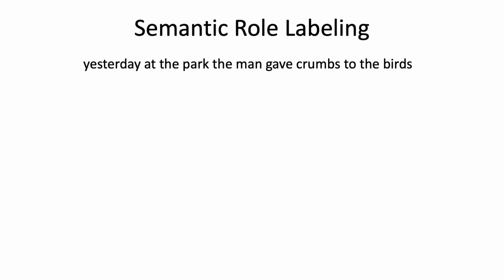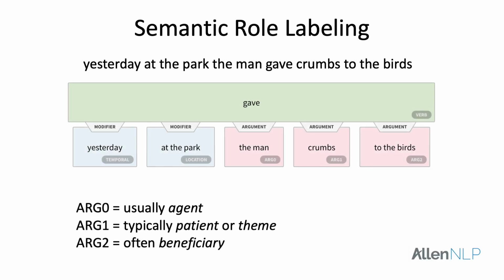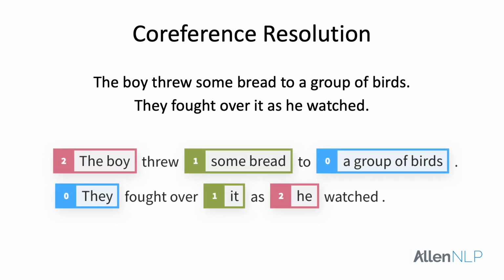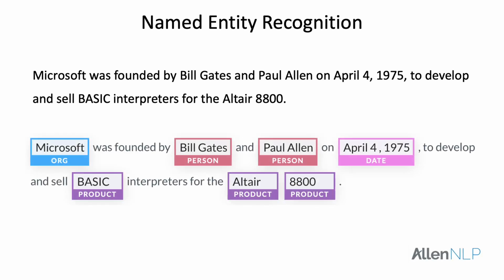There are several types of semantic parsing as well. One type is called semantic role labeling, where the goal is to find a predicate, like gave, as well as its arguments. Who was doing the giving, what were they giving, who were they giving it to, as well as when and where did the giving take place. Next is coreference resolution. Given a document, the task is to find and cluster mentions that refer to the same entity, for example, a group of birds and they. In named entity recognition, the goal is to find and categorize mentions of entities in text. Here, Microsoft is an organization, Bill Gates and Paul Allen are persons, and so on.